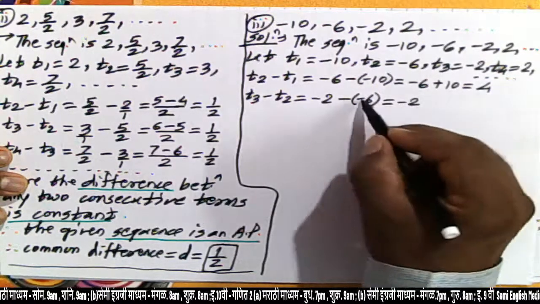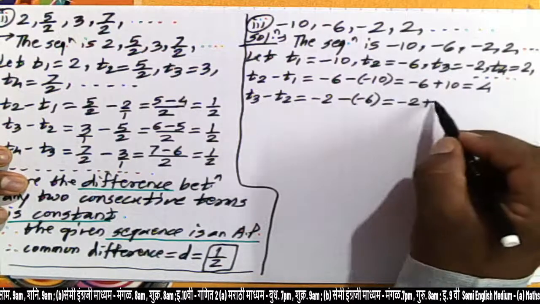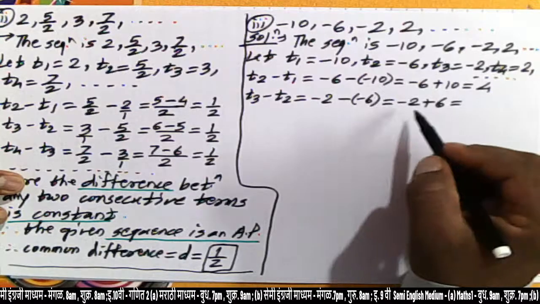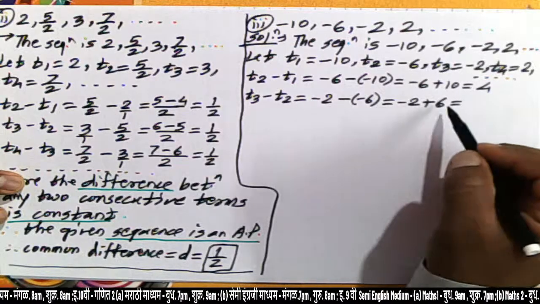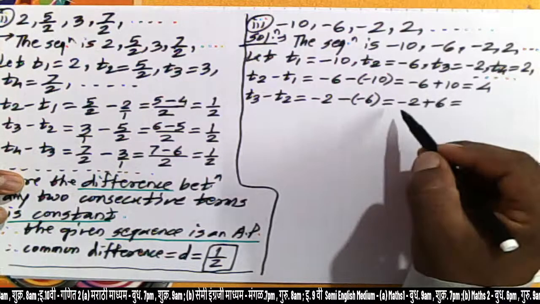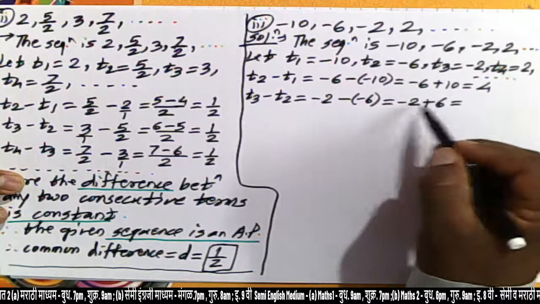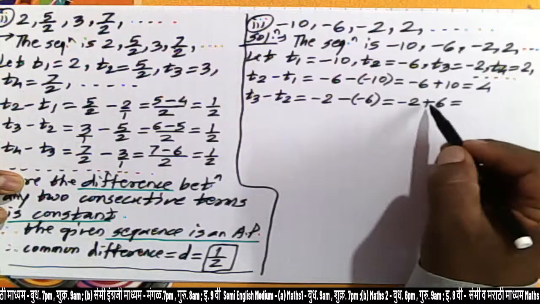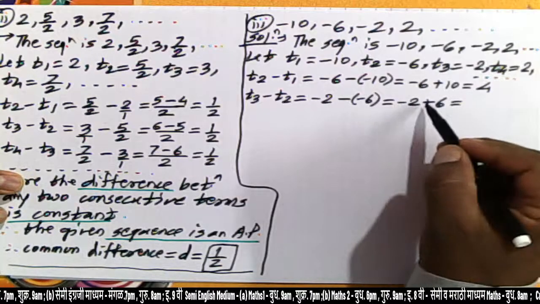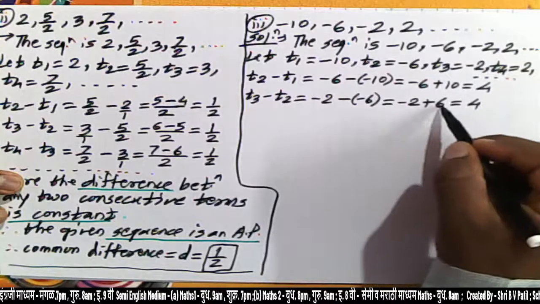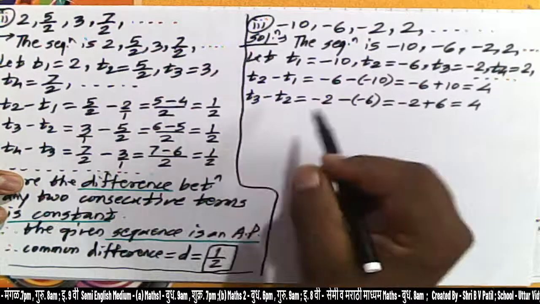Minus 2 minus minus plus 6. And here what do we get? Correct answer. Here opposite signs indicate subtraction. The subtraction is 4, and the larger number's sign is positive.